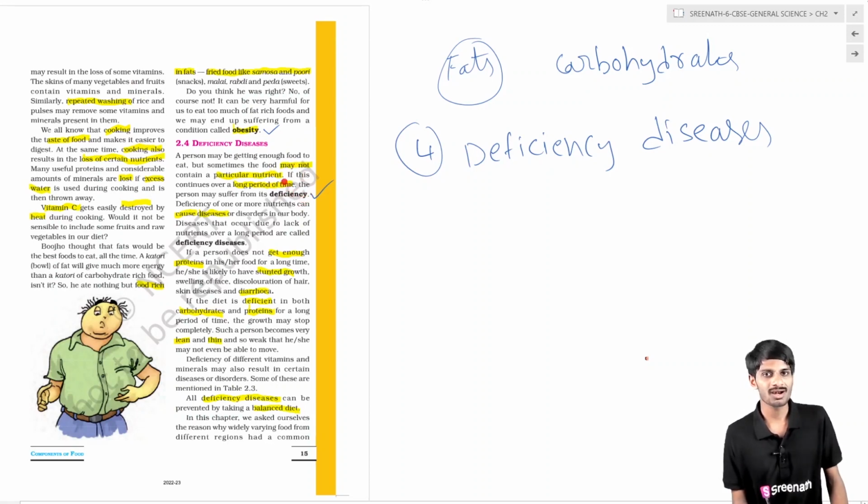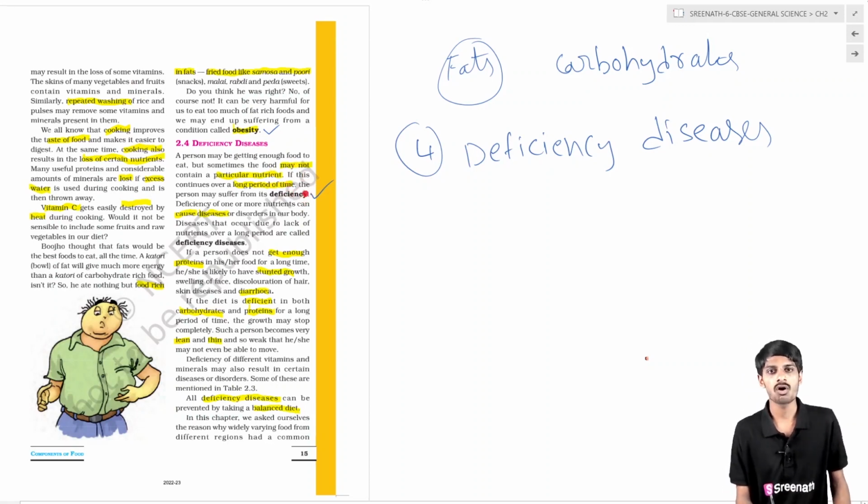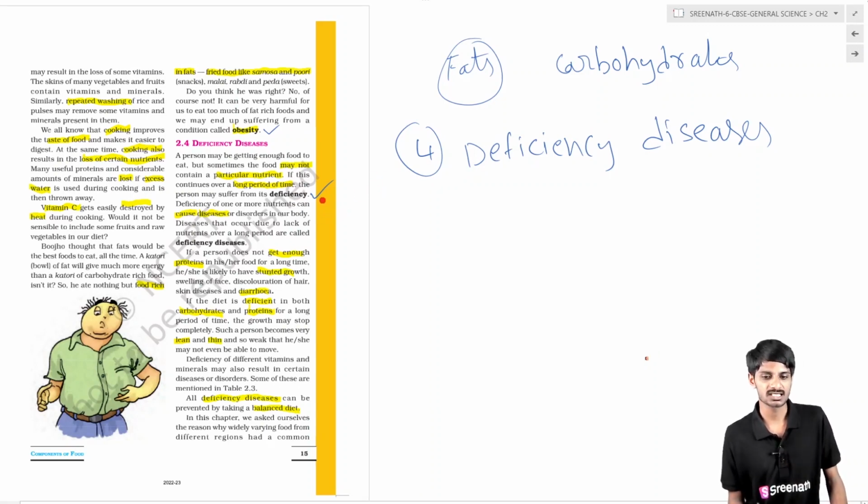Which means if you are not taking vitamin A for a long time, we call it vitamin A deficiency. You are having vitamin A deficiency. Then what happens if you have vitamin A deficiency? There are some diseases which will attack you. So we call them deficiency diseases. Those diseases will attack you whenever there is a deficiency of a particular nutrient. So those we call deficiency diseases.